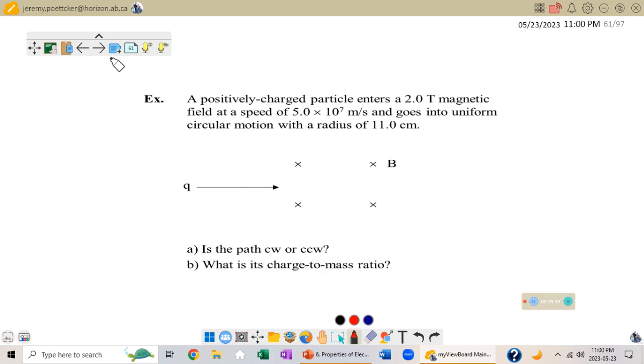A positively charged particle enters a 2.0 Tesla magnetic field at a speed of 5 times 10 to the 7 meters per second, goes into uniform circular motion with a radius of 11 centimeters. So this is Q plus. Ooh, slow down. First of all, is its path clockwise, CW, or counterclockwise, CCW? Well, it's a positively charged particle. We don't know what the charge is, but it is positively charged.